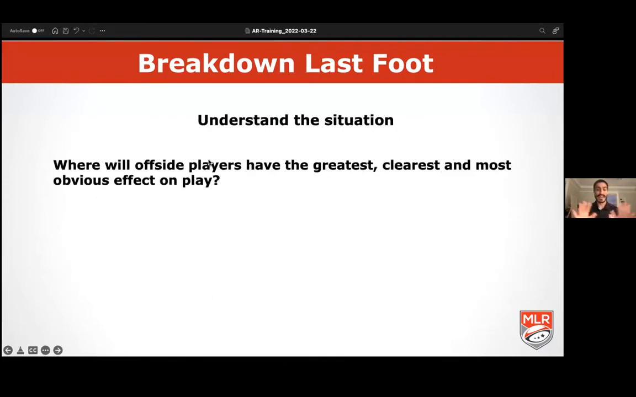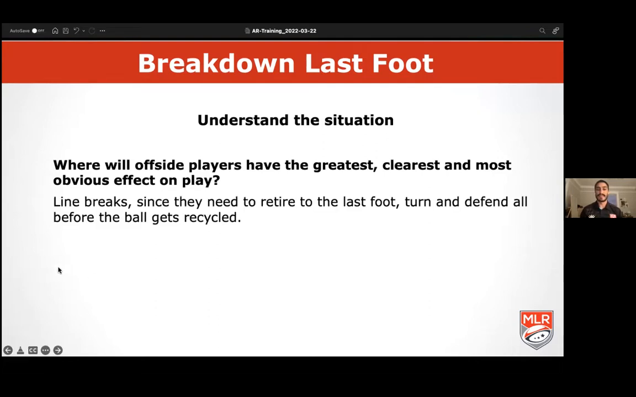So I was going to do maybe more like a question thing, but there's a lot of people, so we'll just do rhetorical. With breakdown last foot, you want to understand the situation that the game is presenting you with, right? So where do you think offside players have the greatest, the clearest, and most obvious effect on play, on continuity, on attack? Line breaks, right? Because this is where the players need to retire all the way to the last foot, turn and burn, and try and put pressure all before the ball gets recycled.